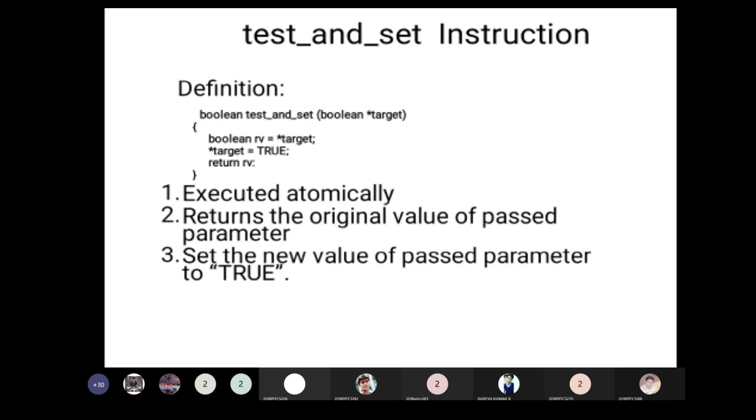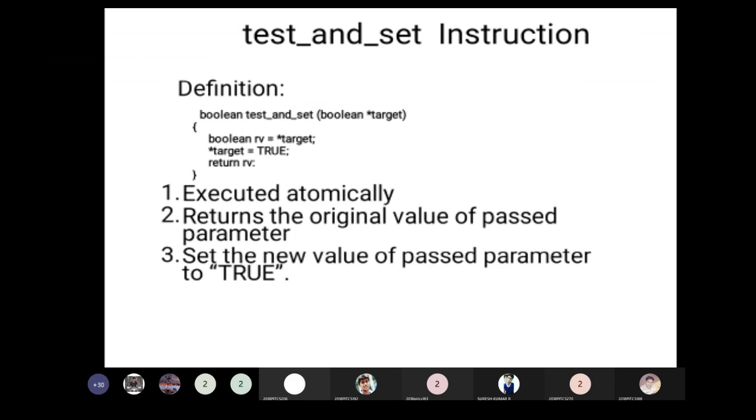So assume the test and set instruction: boolean rv equal to star target, star target equal to true, return rv. It means some variable is assigned, with the critical section using the target set to true. It is executed atomically, returns the original value of the passed parameter, and sets the new value of the passed parameter to true.